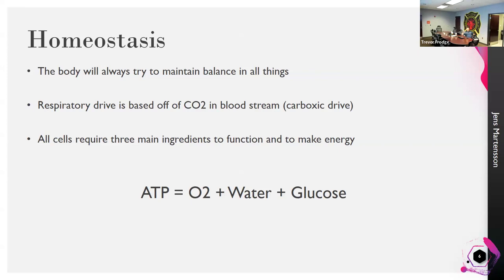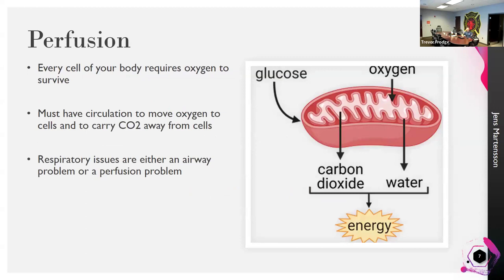Now, every single one of our cells, from our head to our toes, requires three main things to function and make energy. Energy is ATP, or adenosine triphosphate, and the three things you need are oxygen, water, and glucose. Now, we can get into the Krebs cycle and how that all works, but for us in EMS, we really don't care. Because at 3 in the morning, you do not care about the Krebs cycle. But you definitely need to care that you need these three components in order to make energy. And if you don't get these three components, well, your body stops making energy. So if you're not making energy, you're not perfusing.